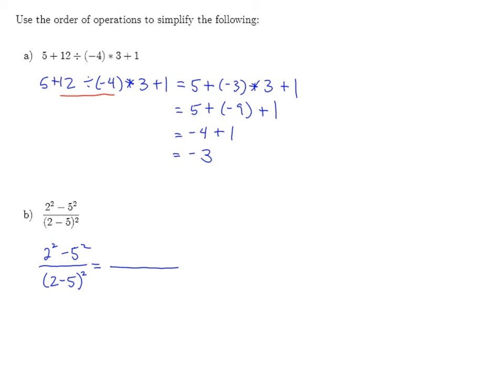In the numerator, 2 squared minus 5 squared, we have two numbers that are squared, and we have subtraction. So we have exponents and we have subtraction. Exponents precede subtraction, so 2 squared will become 4, and 5 squared will become 25. So in the numerator, we have 4 minus 25. In the denominator, we have the expression 2 minus 5 in parentheses, and that's been squared. So we'll apply the parentheses first, and 2 minus 5 will simplify to negative 3. So in that denominator, we'll have the quantity negative 3 squared.